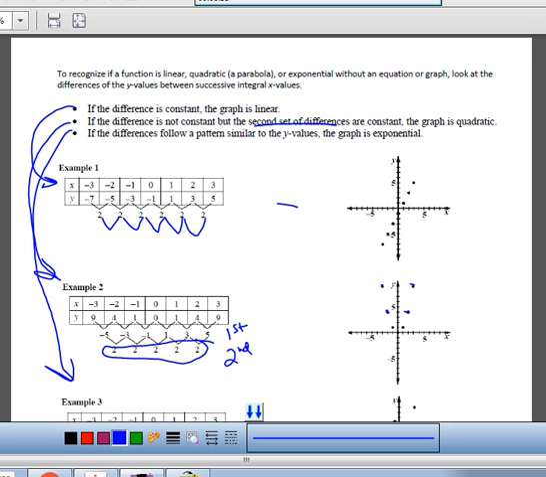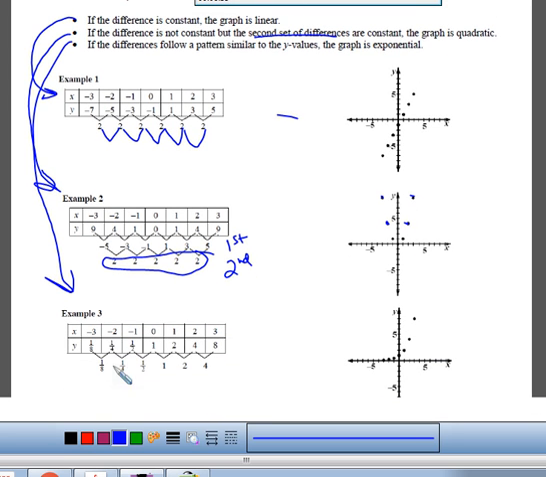And then below, this is clearly a pattern that is doubling.